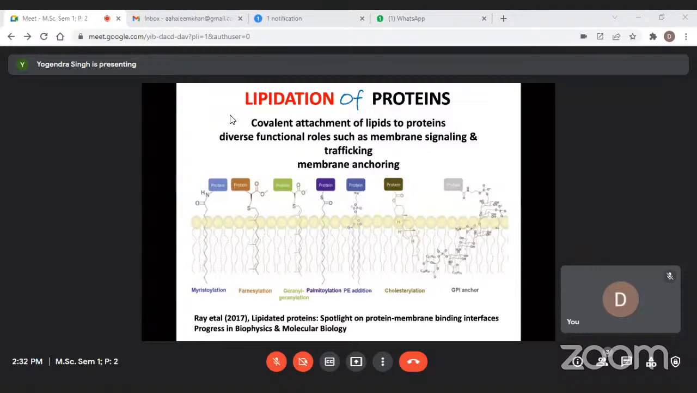G protein, for example. So G protein needs an attachment, but it has to go eventually into the cytosol. So there should be such an attachment that it can come out. Now, if I tell you what kind of modification happened, you can see here, I have mentioned that there are myristoylation, prenylation, cholesterylation, GPI anchor, phosphatidylethanolamine addition, palmitic acid addition, but many different kinds of lipids can get attached to the protein for various kinds of functions.